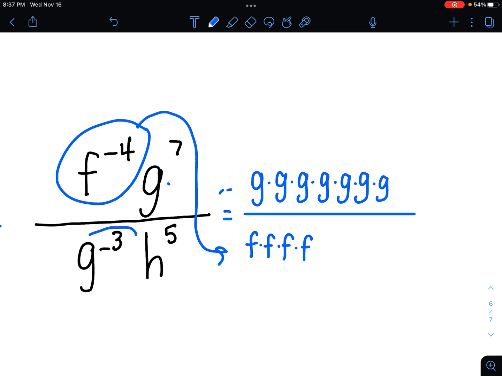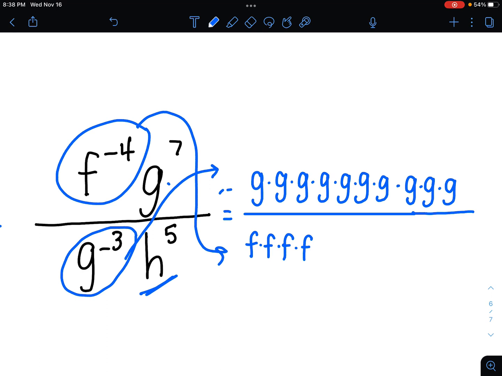And then this one, my g to the power of negative 3. Now that negative 3 is in the denominator, so it's going to flip and go into the numerator. So I'm going to add 3 more g's up there. And then h to the power of positive 5 is in the denominator. It's positive, so it's going to stay where it's at. I'm going to add my 5 h's to the denominator.